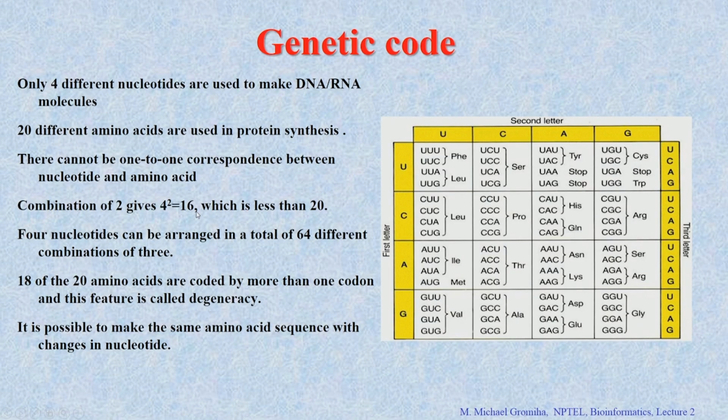4 into 4 equal to 16. So, that is also not possible because we have 20. So, these have the 3 combinations. 3 means totally how many possibilities? 64 possibilities, right. So, 4 into 4 into 4 gives 64 combinations, but there are 20 different amino acids.